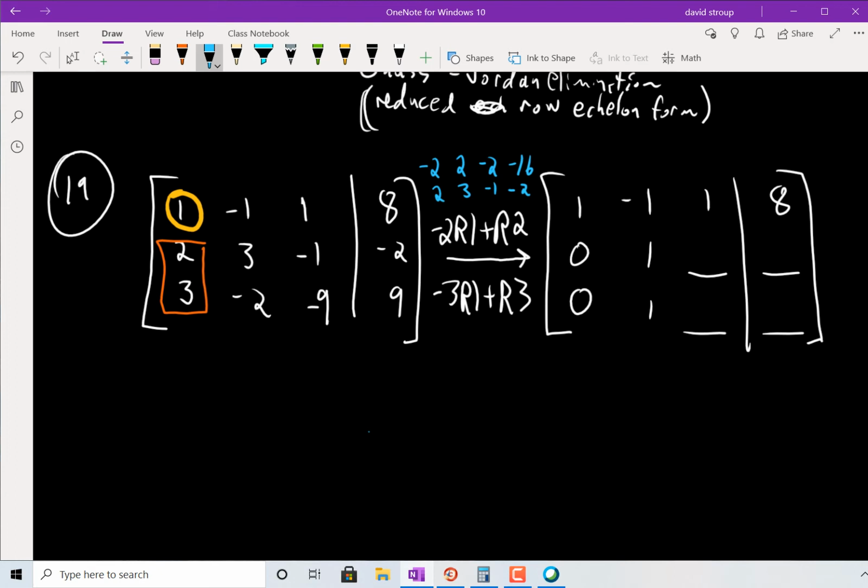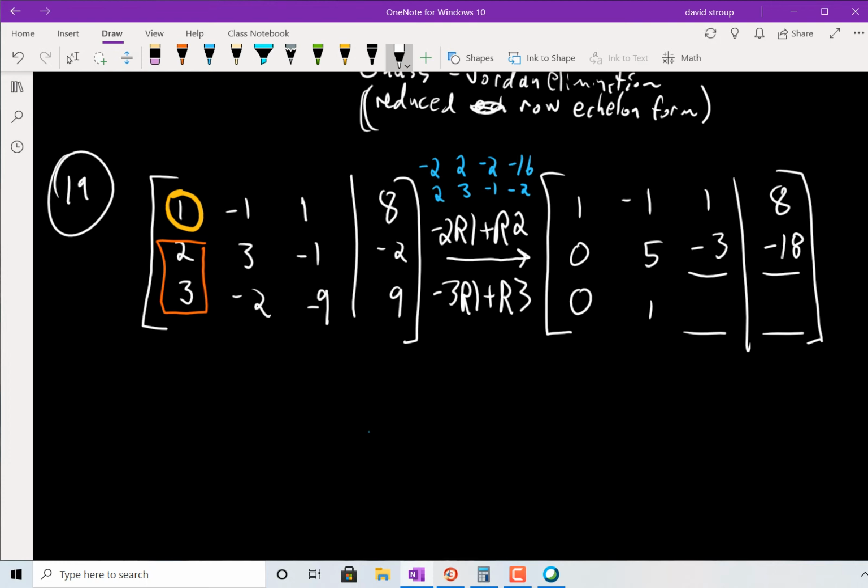-2 plus 2 is 0. We got that. -2 times row 1 plus row 2. So that shouldn't be a 1. Oh, it's not 1. Sorry, I screwed up. There should be 5. Sorry, I just copied it down wrong. Got a million things going on. Okay, so 2 plus 3 is 5. -2 plus -1 is -3. And then -16 plus -2 is -18.